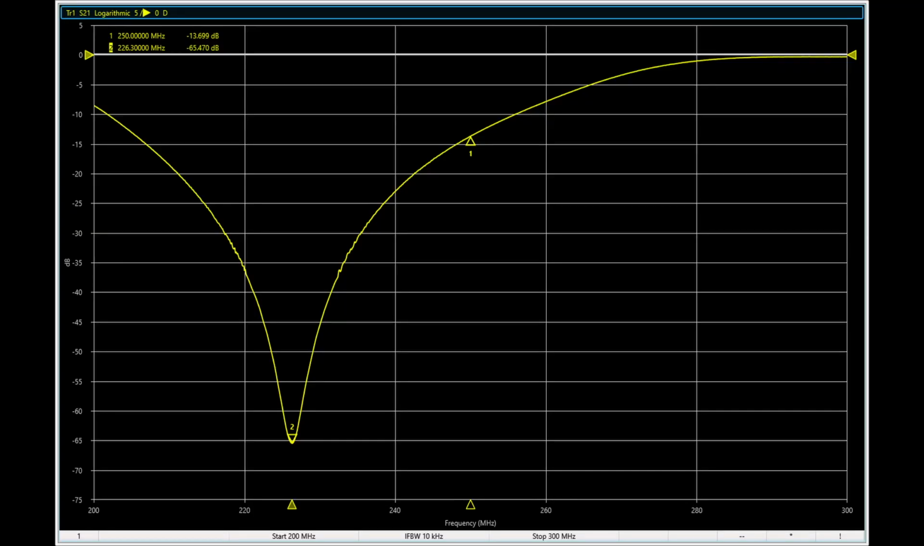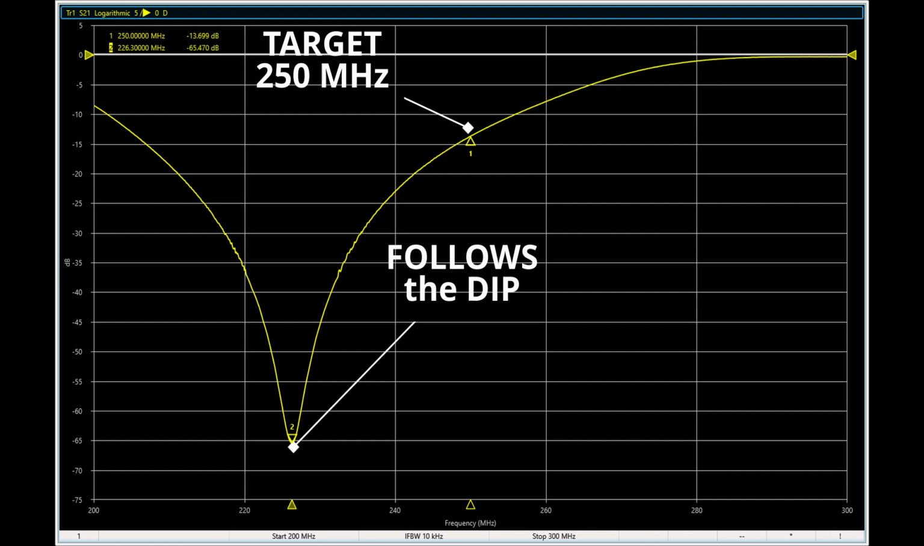Now we get to tune the thing. Well, how do we do that? So here you can see our starting place. We have one marker at my target frequency of 250 megahertz. The other marker is intended to track with the dip. To tune this filter, we have to trim off small amounts of length, and the higher the frequency that the filter is tuned to, the smaller the amount that we have to trim.